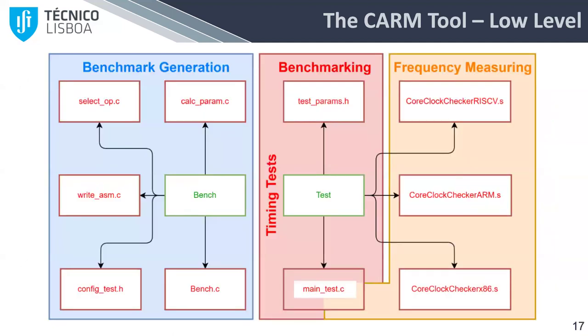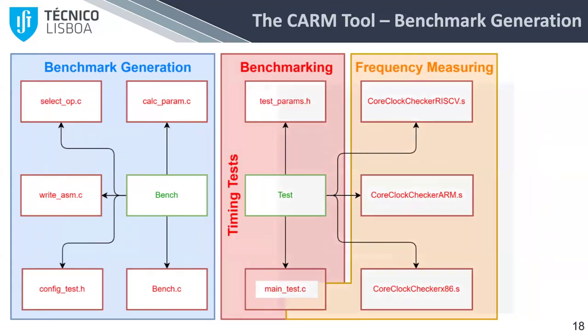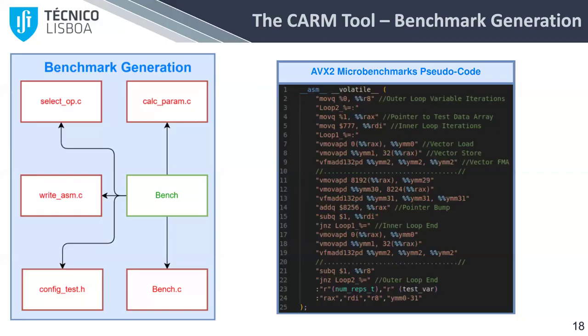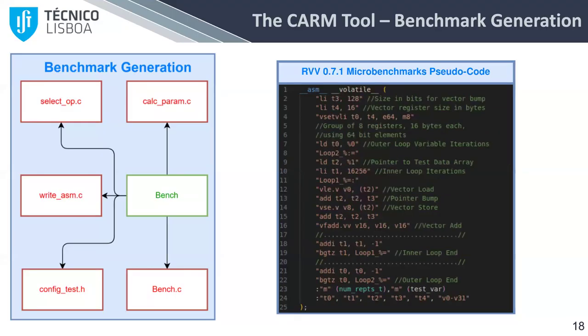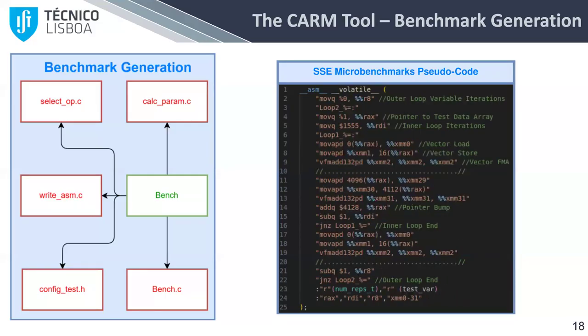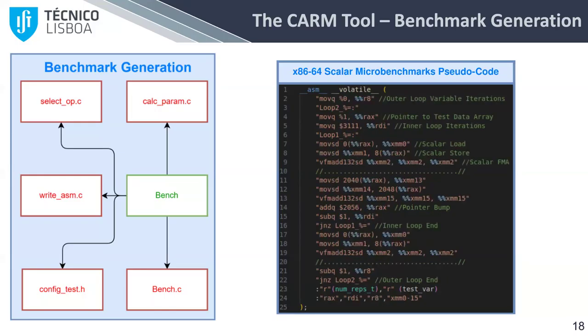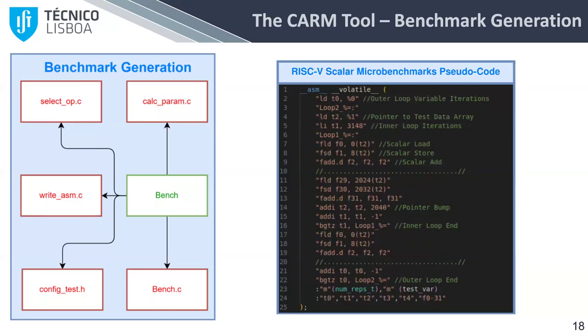So all of these steps are implemented by the various files you see here, starting with the benchmark generation in the blue module. So the benchmark generation module is implemented by these various C files, which have as a final product the different benchmarks you see here on the right. So these files store the different assembly instructions and registers used by each ISA and automatically perform the necessary calculations to generate the assembly code that respects the specifications of the user.